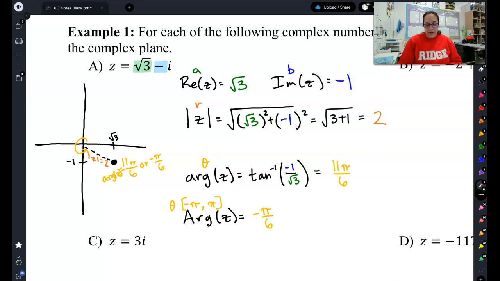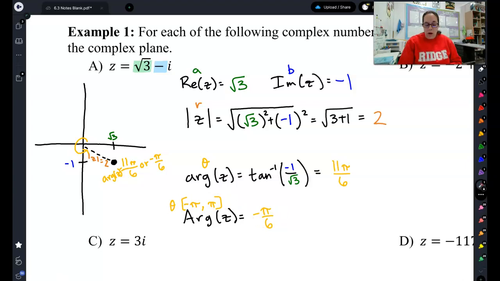And that's everything. So we took this imaginary or complex number, and we separated it into the real and imaginary part so that we could graph it. So let's color code these: real, comma, imaginary. Then we found the modulus, aka r, and we found the argument, aka theta, and then we changed that to be between negative pi and positive pi to find our principal argument.